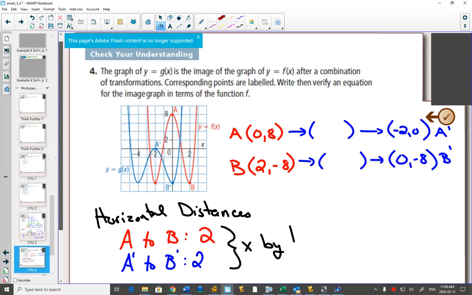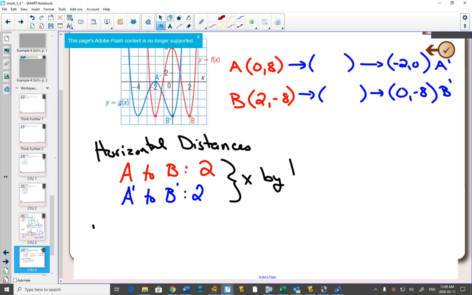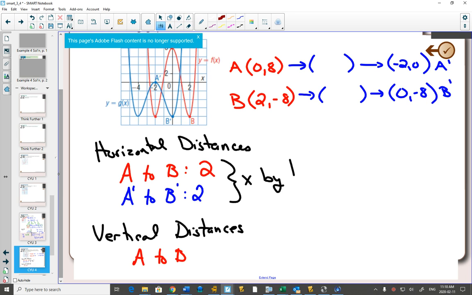We do the same thing with our vertical distances. And so looking from A to B, A starts off at +8 and B is at -8. If you went from A to B, you would go down. So we're going to show that as a -16 because you're going down 16 units. The direction is important because sometimes one of them might be going up and the other one going down, and you have a reflection involved.